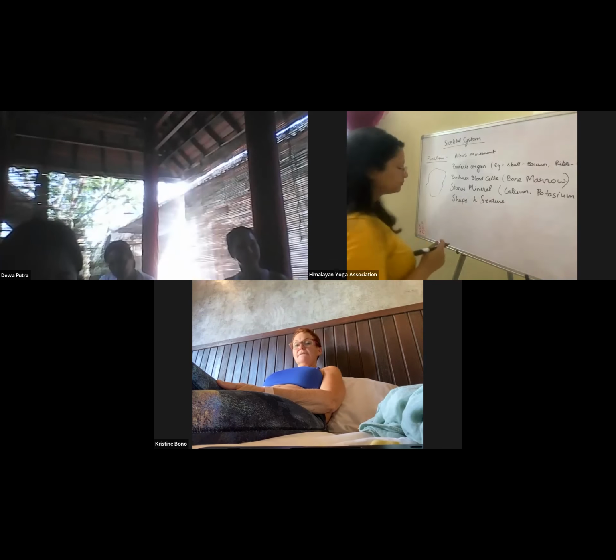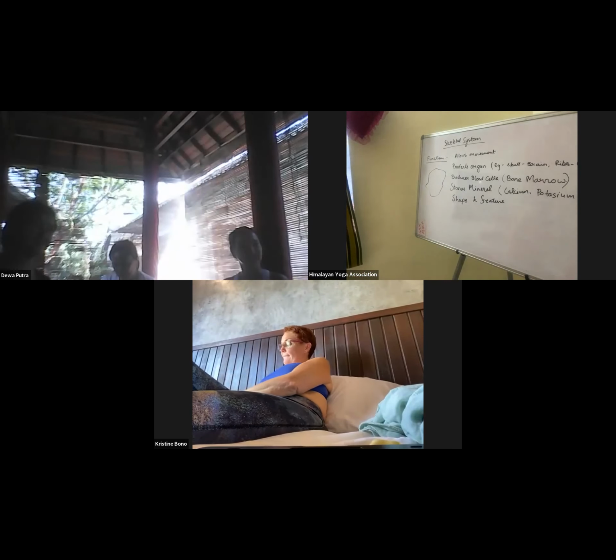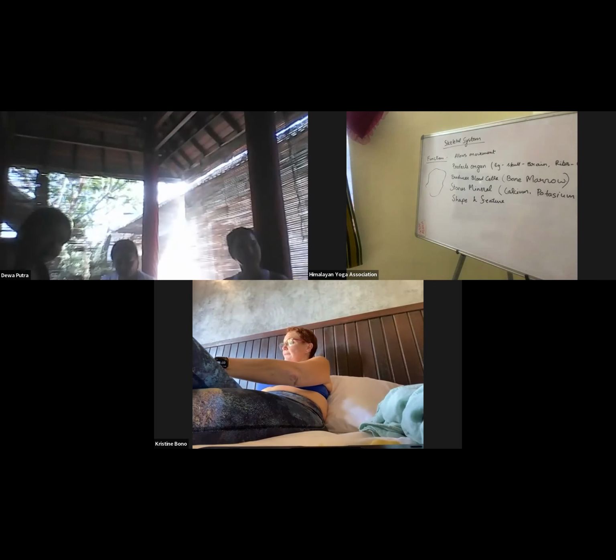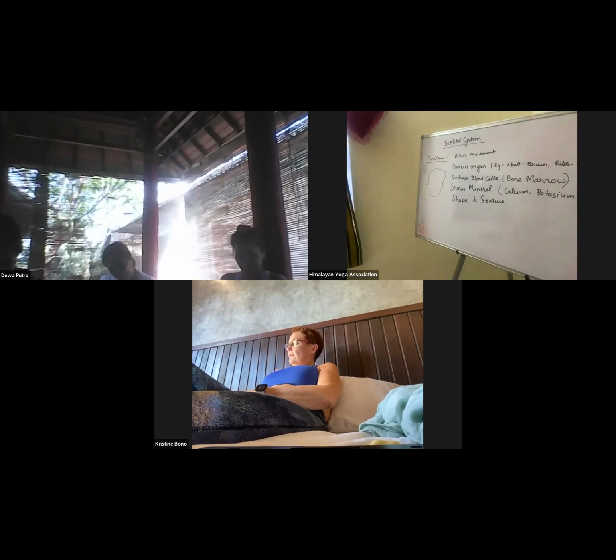You can take a screenshot. Shape and feature, like your features, your curves.